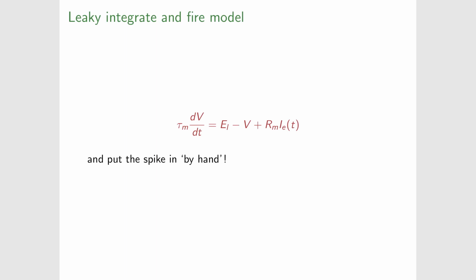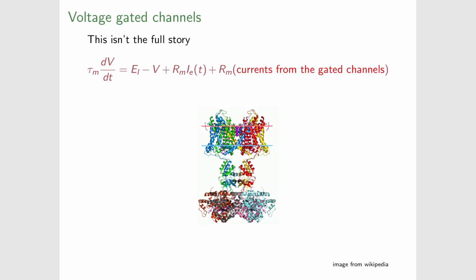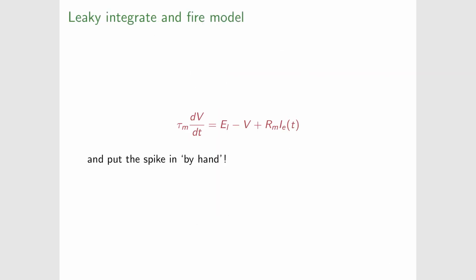The only conductances we've included are the passive conductances that give us the leak, the EL minus V. And so to include the behavior that creates the spike, we would need the things in red there, the currents from the gated channels. And so in the leaky integrate-and-fire equation, we kind of put those in by hand. We pretend they're there, but we don't include them directly in the model. In other words, we add an extra line to the model. We say, this is how V behaves.